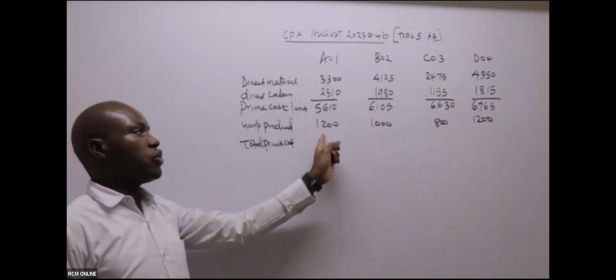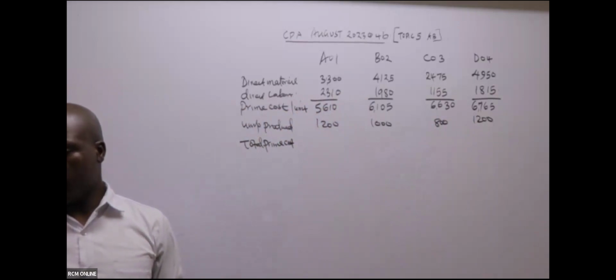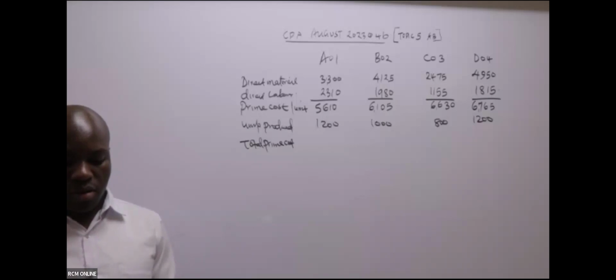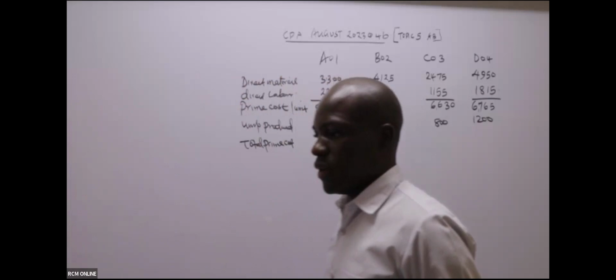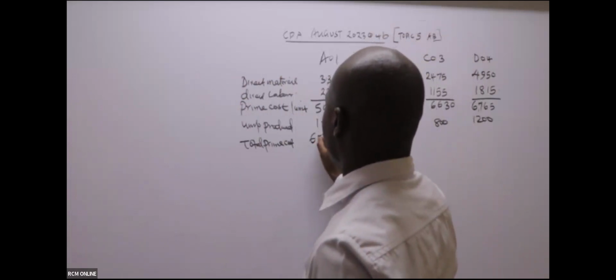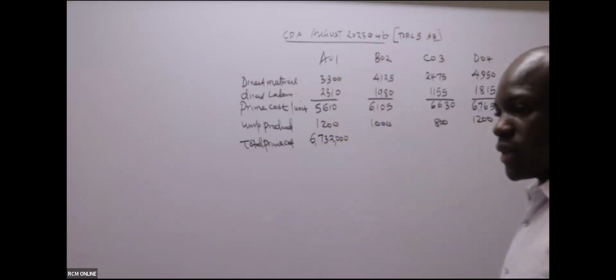Total prime cost, you take 5610 by 1200. What are you getting? Somebody should help us there. Do the same to product. Okay, I'm told we have 6732. Thank you. How about the second product?